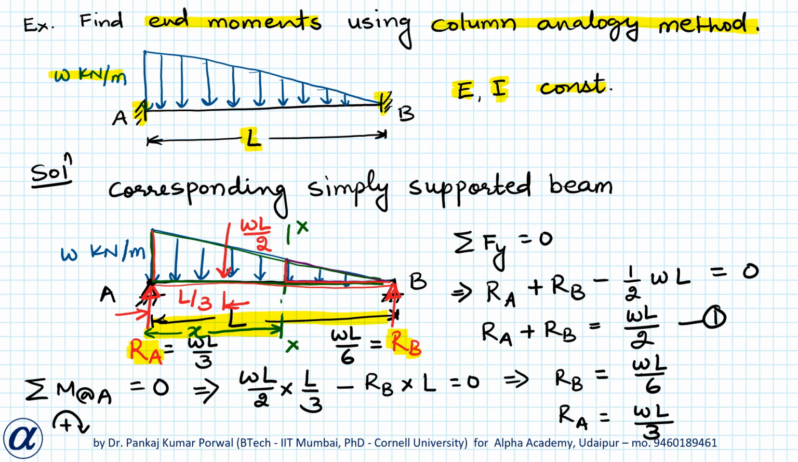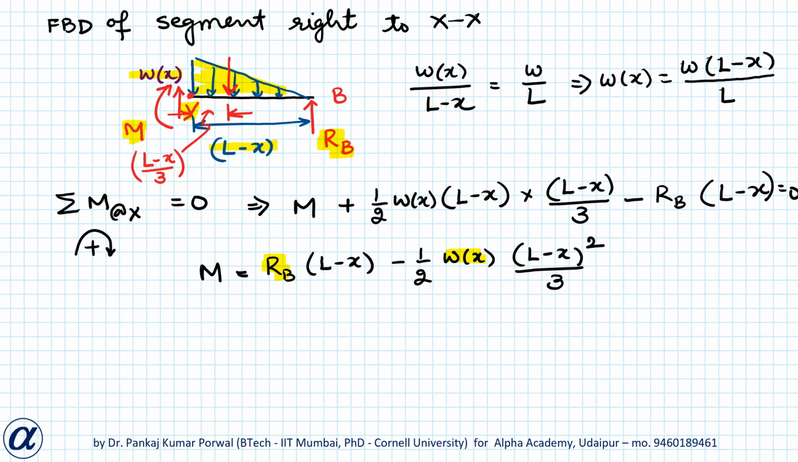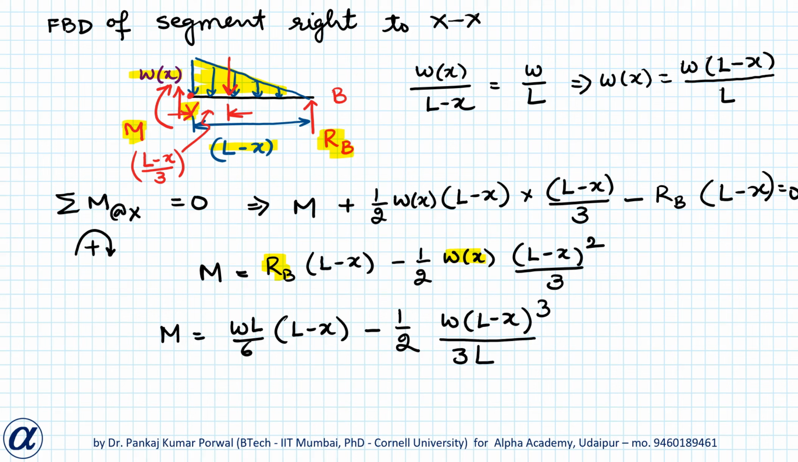I can substitute values of RB and Wx. RB is WL by 6. So this gives me M equals to WL by 6 (L minus X) minus half W(L minus X) and (L minus X) squared gives me cube divided by 3L.